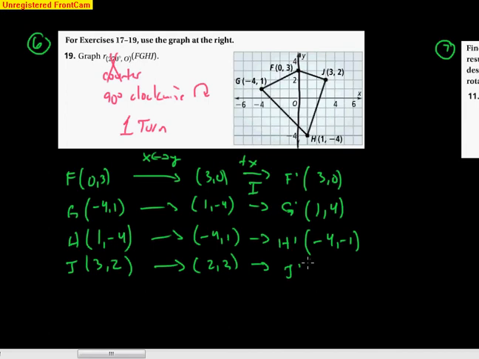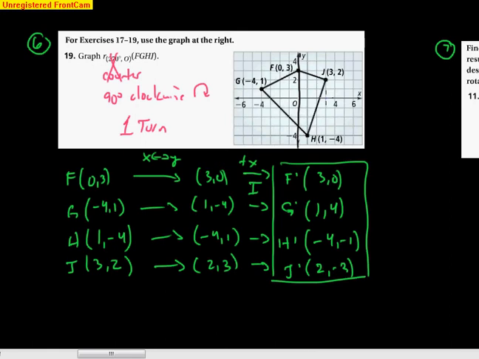And J prime will end up in the fourth quadrant, where X is positive and Y is negative. So X is positive and Y is negative. And here are the coordinates of your rotation. Now, we will graph these just to see.